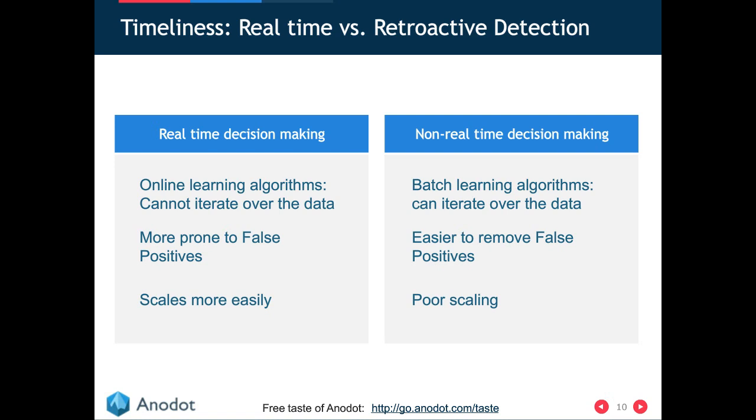Now, if I have a problem where I don't need real-time decision-making, I can use batch learning algorithms. Batch learning algorithms take a whole bunch of data, five months' worth of data or one month's worth of samples, and can find all the anomalies in it using batch learning techniques, and can iterate over the data over and over, and that's why it's easier to remove false positives in those cases. But they scale very poorly because you basically iterate over a lot of data all the time. You're doing it in batch.